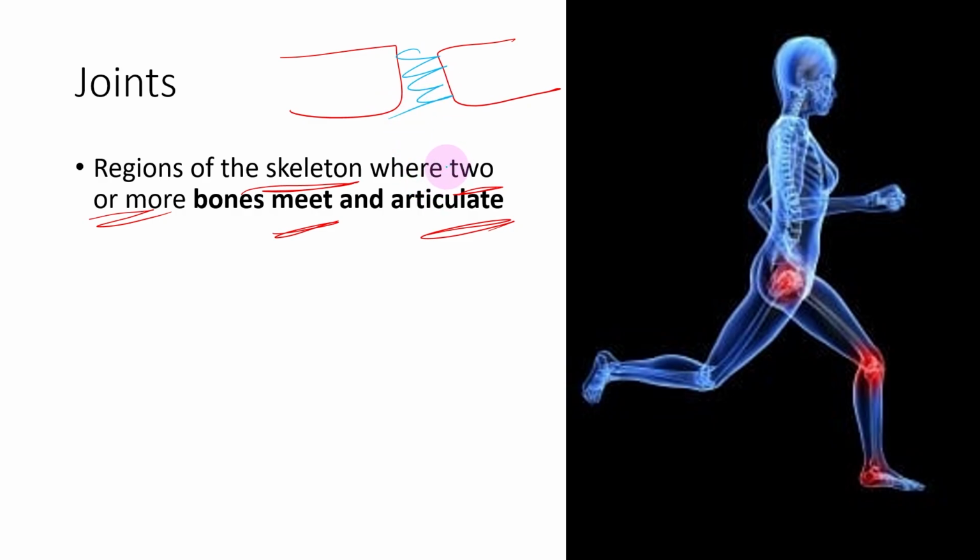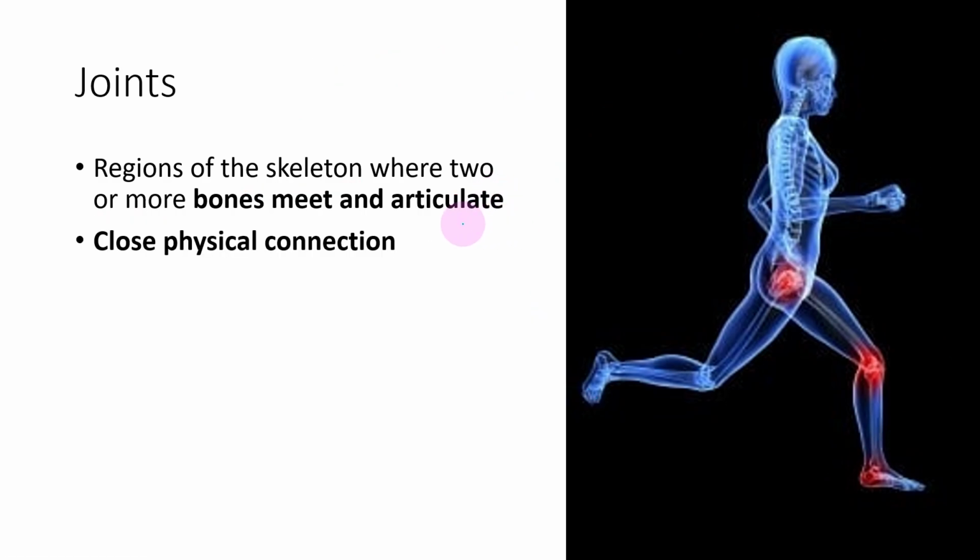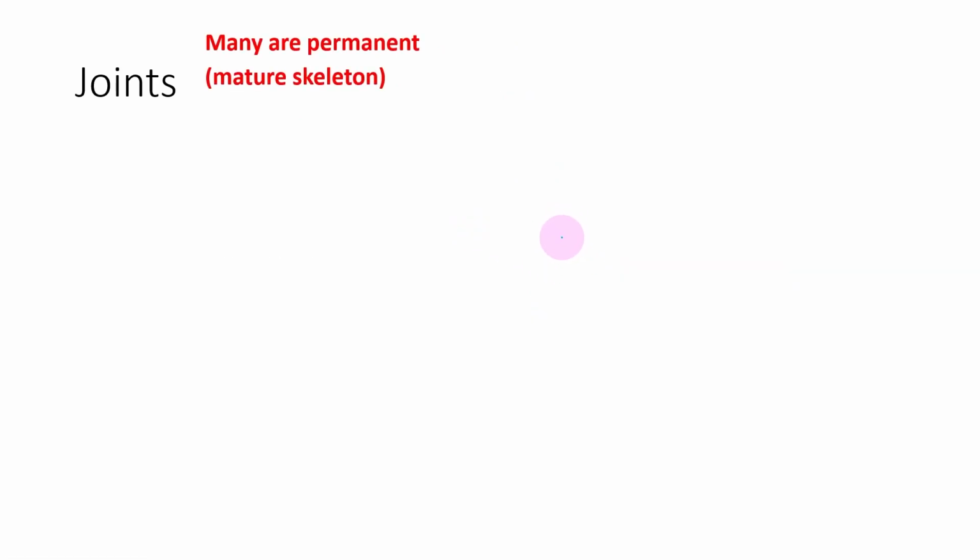So we often think that joints are always mobile, but it need not be always like that. It is a place where one bone can meet with another bone. As you know, the mobility of the human body is essentially due to joints, but that doesn't mean that all the joints are mobile, and that point is very important when we learn about the joints. Joints are places where you have close physical connection between bones. So many of the joints in our body are permanent.